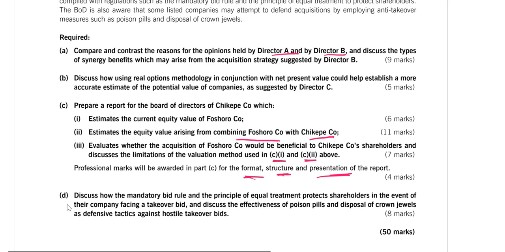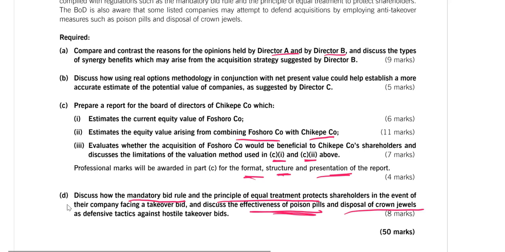And the D part: discuss how the mandatory bid rule and the principle of equal treatment protect shareholders in the event of the company facing a takeover bid, and discuss the effectiveness of the poison pill, which is the defense mechanism, and disposal of the crown jewels as defensive tactics against hostile takeover bids. So these are two requirements. So this contains 8 marks.